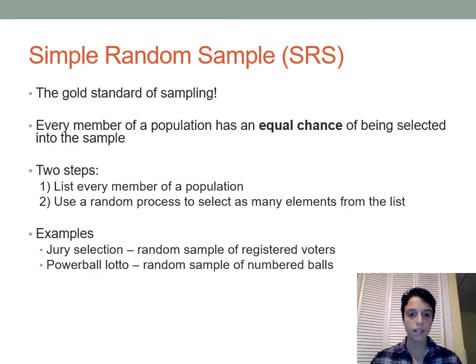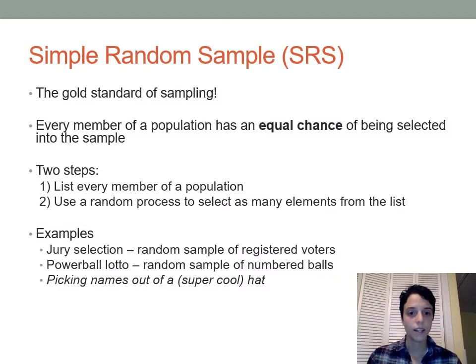The Powerball Lotto. There's a big thing full of balls, and balls fall out randomly. And that's your random sample of numbered balls. Bingo is the same idea. Your total population is all the balls with the different numbers on them. And then the random process is the big machine that makes them come out for the Powerball. And then one final form of simple random sampling is literally just picking things out of a hat.